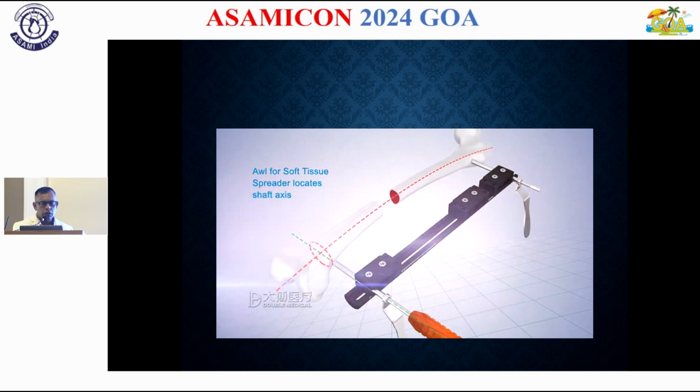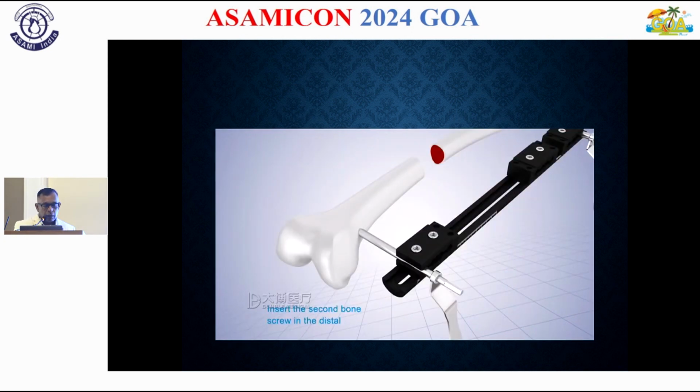The other good tip will be that an awl or soft tissue spreader is helpful in locating the shaft axis, which is available with the implant and the instrumentation set of a standard LRS. So this will maintain the AP as well as the sagittal orientation of the rail of the LRS. After we have applied the proximal most pin, the distal most pin should be applied. This helps in alignment as well as maintaining the length of the bone, whatever we want.